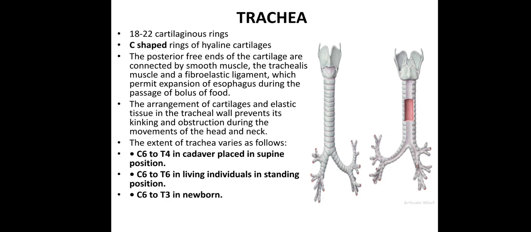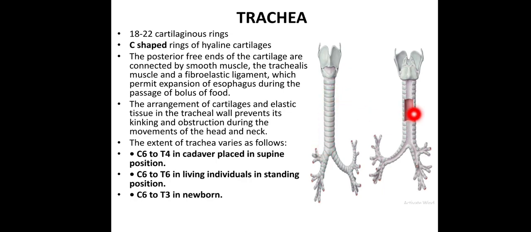It is about 10 to 15 centimeter long, but it has 18 to 22 cartilaginous rings. You can see these are C-shaped rings which are incomplete posteriorly. You can see here, this is incomplete posteriorly. So that is a C-shaped cartilaginous ring. It is made up of hyaline cartilage.